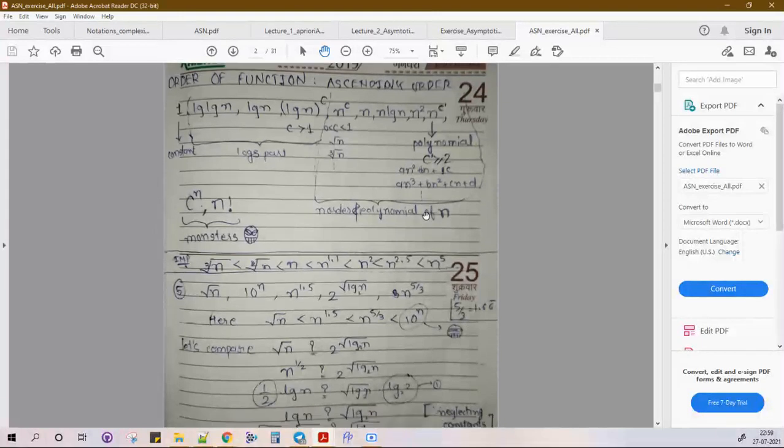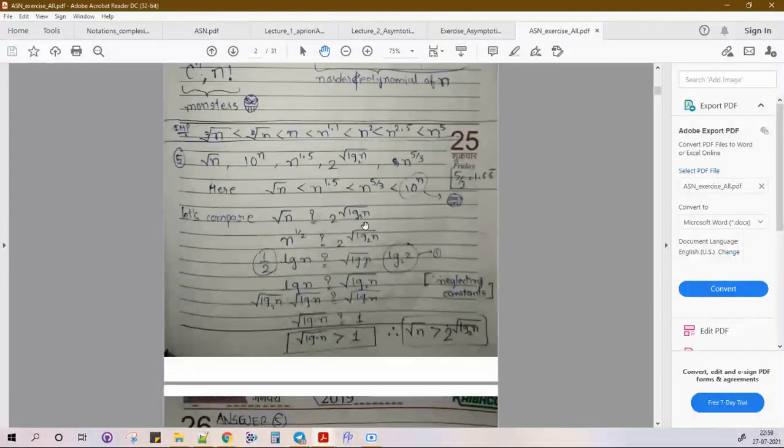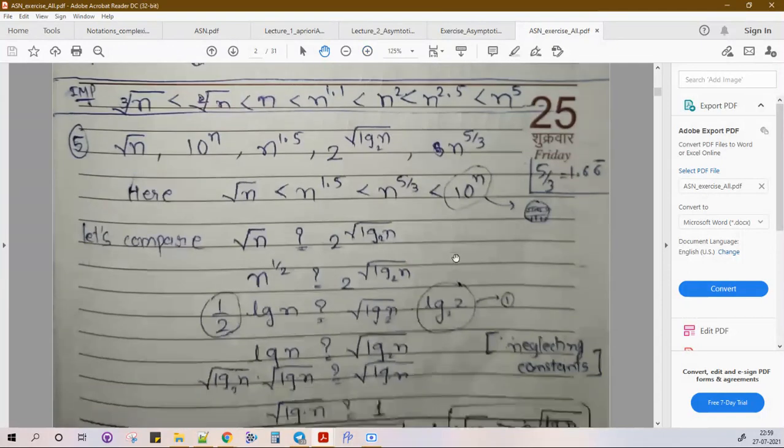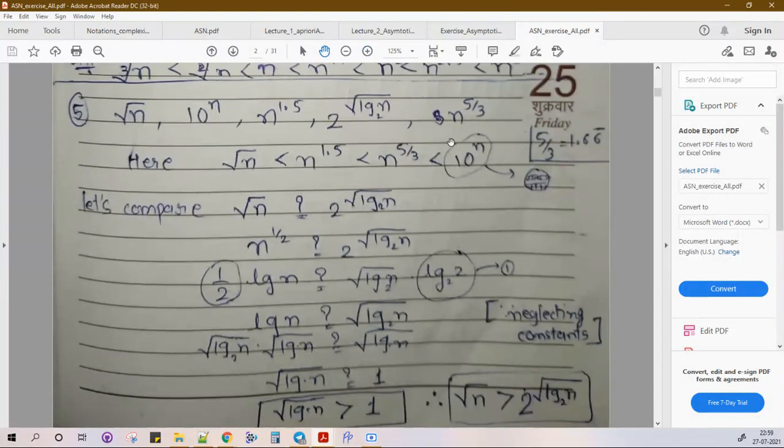Yes, this order of functions we know. Now how to solve this? This we already know: root n, then n to the power 1.5, 5 by 3, and then 10 to the power n. Now we need to compare 2 to the power root log n. When will it come? Will it come at first, second, third, or fourth?